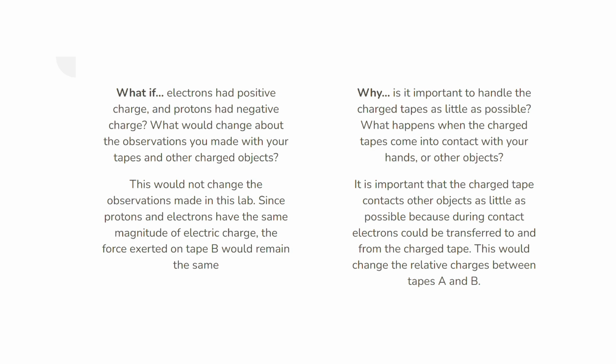Why is it important to handle the charged tapes as little as possible? What happens when the charged tapes come into contact with your hands or other objects? So as described earlier, in the errors that could have happened in this experiment, if the charged tape contacted other objects or hands, electrons could be transferred to and from, which would then change the charge of the tapes.